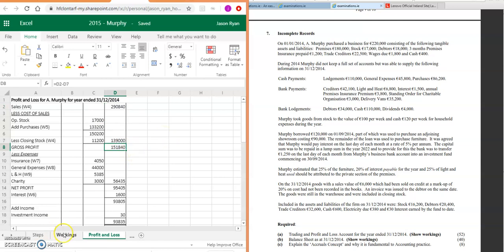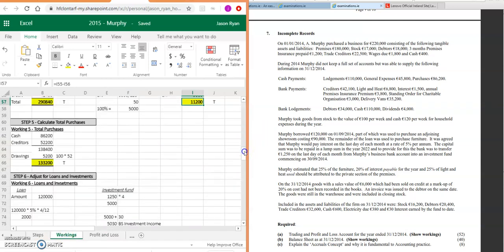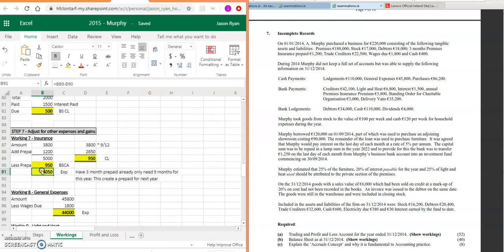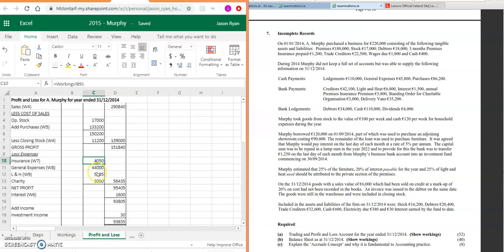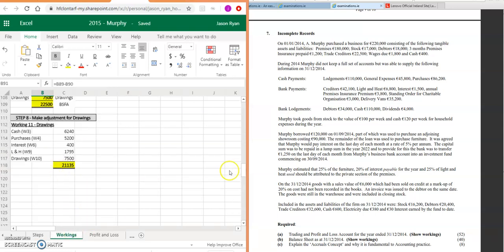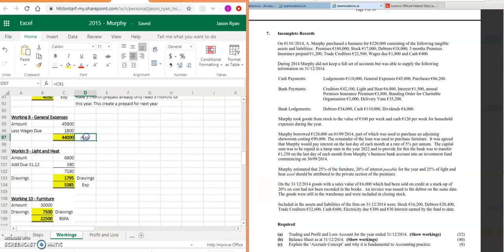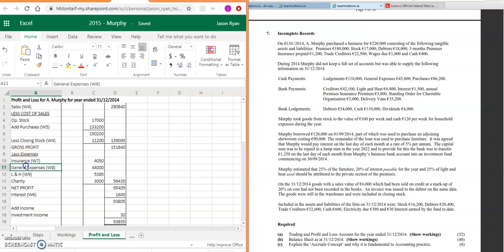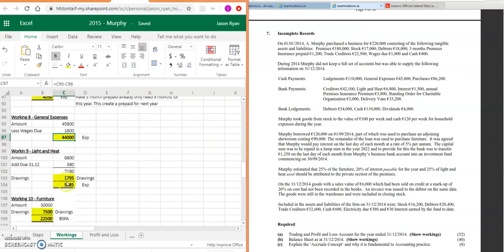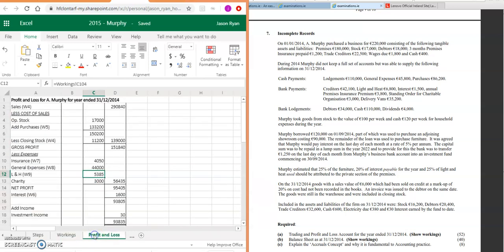Less your expenses then. So the majority of these are going to be taken from step number 7. So you've got insurance, 4,050. Then the next one, along with your general expenses, which is 44,000. Then you've got your light and heat, which is 5,385. And then don't forget your charity. So we paid charity here, it's an expense. So you need to include it here. Standing order for charitable organisation, 3,000. So that needs to be included here as part of expenses. Look out for that. It's one that students fall down by not including it.